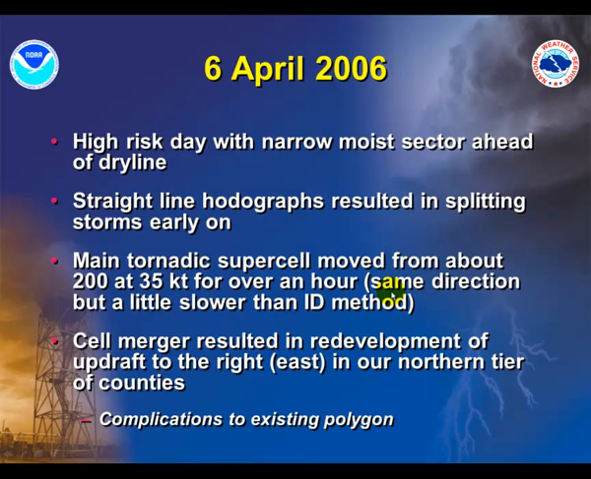I'm not going to be showing that type of example. I'll be showing one where an ordinary cell in the warm sector merges with a supercell and results in the development of the storm to the right. So this was from 6 April of 2006.